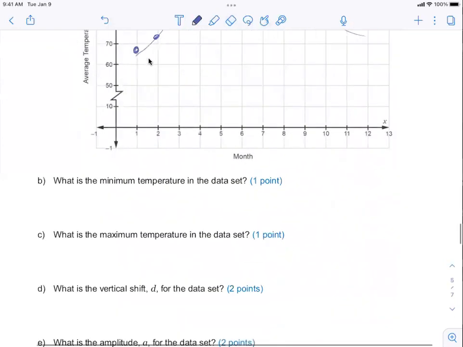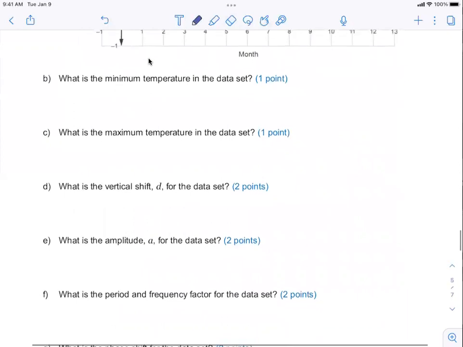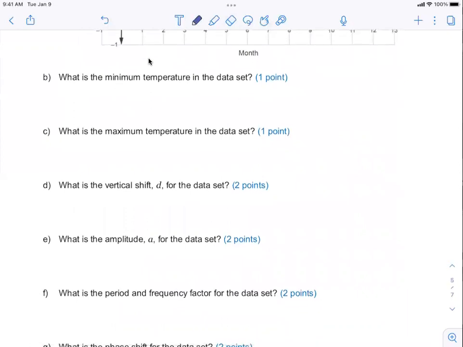What is the minimum temperature in the data set? You don't really need me for that, but you know that the minimum is 67. What is the maximum in the data set? The maximum is 106.